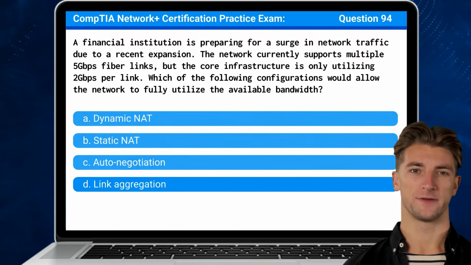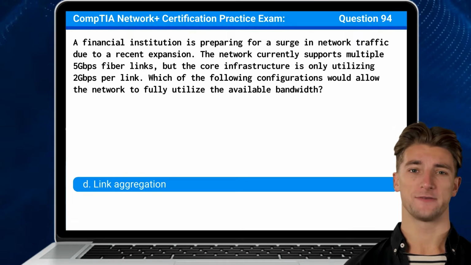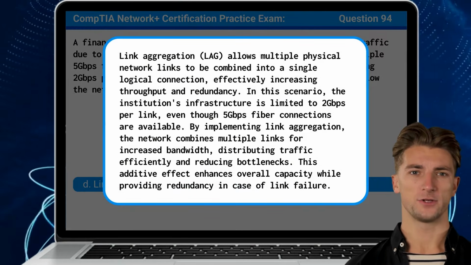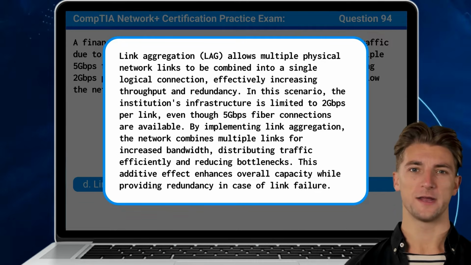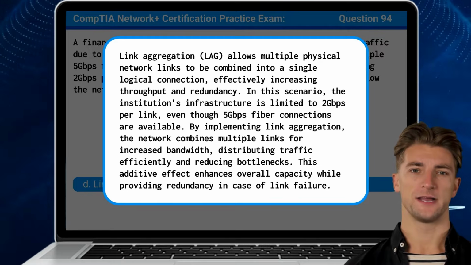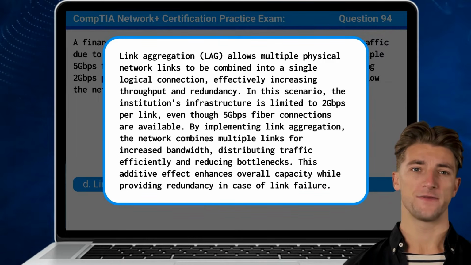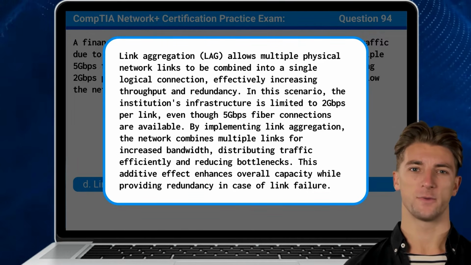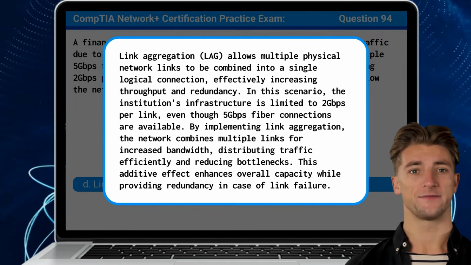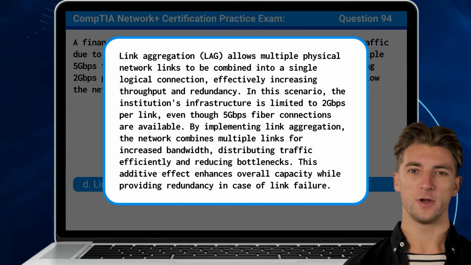The answer is D. Link aggregation. Link aggregation allows multiple physical network links to be combined into a single logical connection, effectively increasing throughput and redundancy. In this scenario, the institution's infrastructure is limited to 2 gigabits per second per link, even though 5 gigabits per second fiber connections are available. By implementing link aggregation, the network combines multiple links for increased bandwidth, distributing traffic efficiently and reducing bottlenecks. This additive effect enhances overall capacity while providing redundancy in case of link failure.